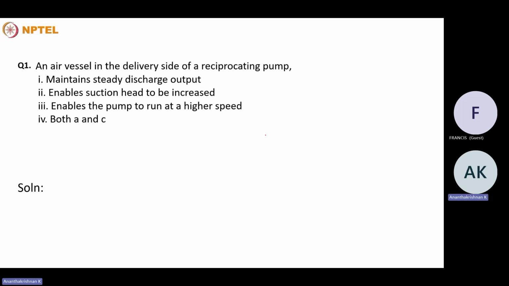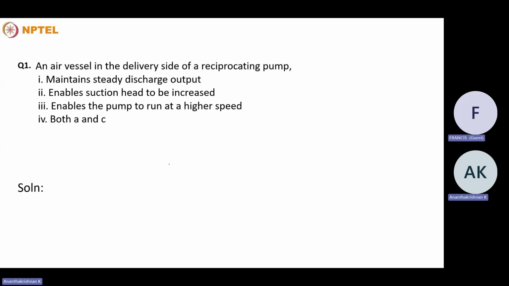The question states that an air vessel in the delivery side of a reciprocating pump is used to maintain steady discharge output, enable suction head to be increased, enable the pump to run at a higher speed, or both A and C. So which out of the four options is the right option? What is the use of the air vessel in the delivery side of the reciprocating pump? Am I audible? Yes, sir, you are audible.